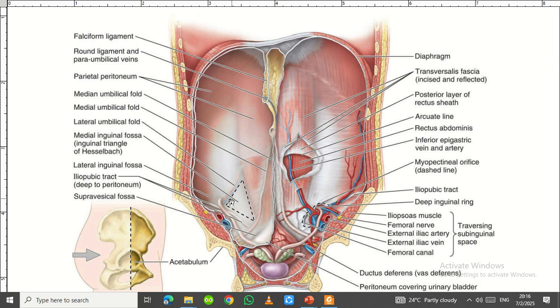And the lateral border is going to be made of the lateral umbilical fold, which means it's going to be made of the inferior epigastric vessels. And then the base is actually made of the inguinal ligament.